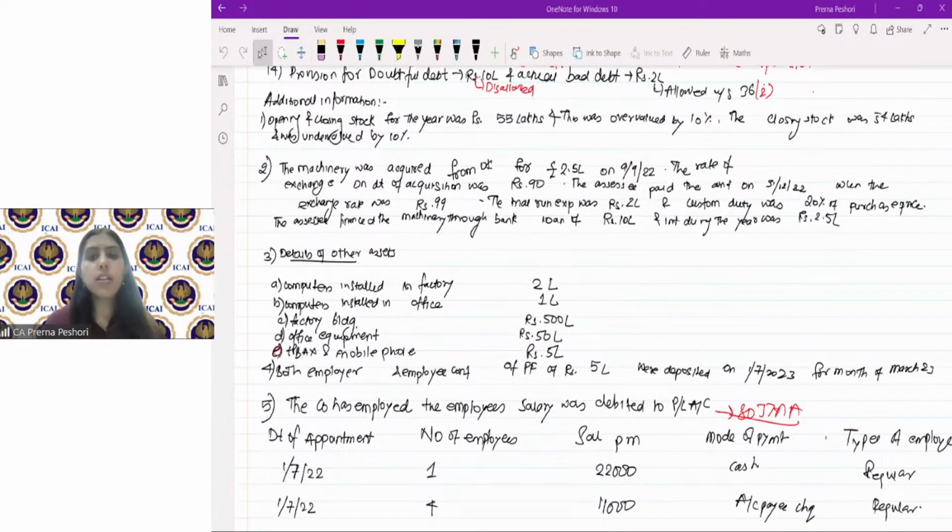Yes, Kaushiki. So what adjustment would you make first for the opening stock? 55 lakh into 10 divided by 90? No, Kaushiki. Yes, Janvi, correct. It is 55 lakh into 10 divided by 110 and not divided by 90, because the opening stock is overvalued. So there's an overvaluation of the opening stock and undervaluation of the closing stock. But whether you would add or less, what will you do for the opening stock?